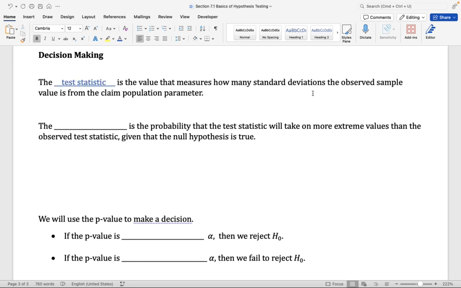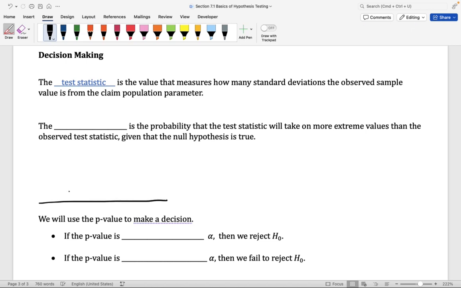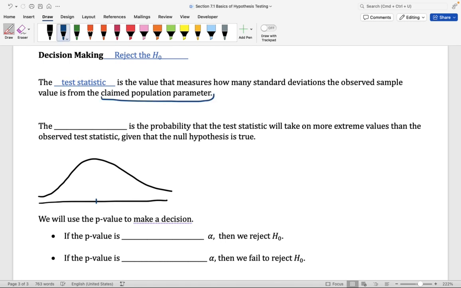The test statistic is a value that measures how many standard deviations the observed sample value is from the claimed population parameter. Let me give you an example. Let's say we're talking about a hypothesis test for a proportion, and let's say that the claimed population parameter is p equal to 0.60. And let's say that the observed sample value is p hat equal to 0.4. Your test statistic in this case would be the z-score corresponding to p hat equal to 0.4.